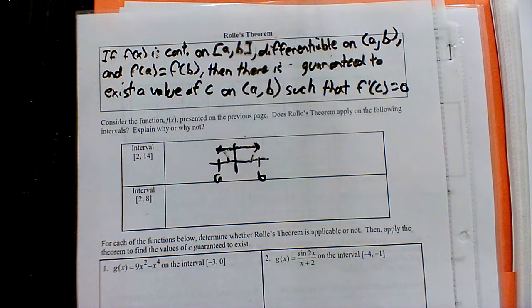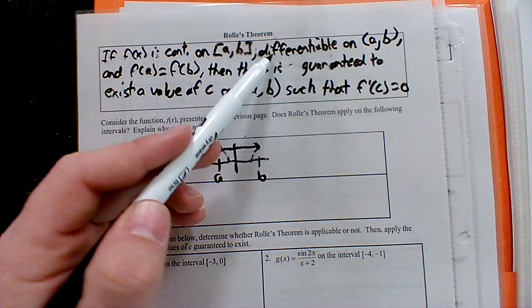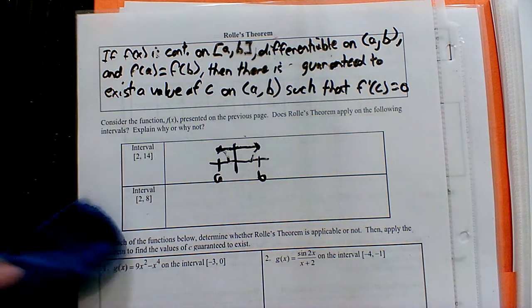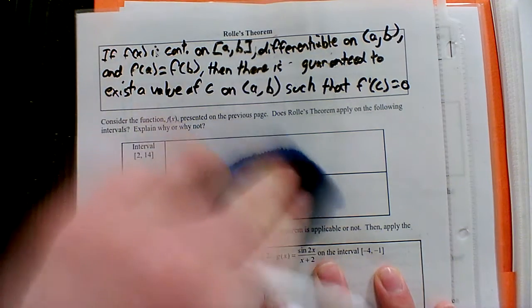Does that make a little more sense with the picture now? No matter how you connect them, as long as you're continuous and no sharp points, it's differentiable. It says it has to be differentiable. There's some value C in the middle where the derivative will be 0. Okay? So that's what this theorem is stating.